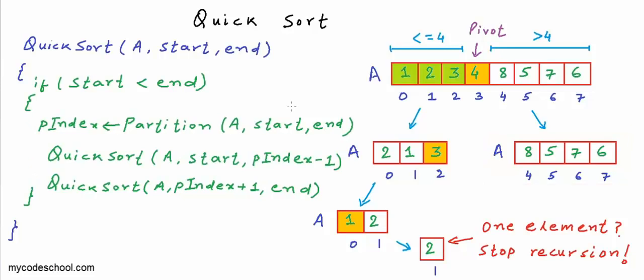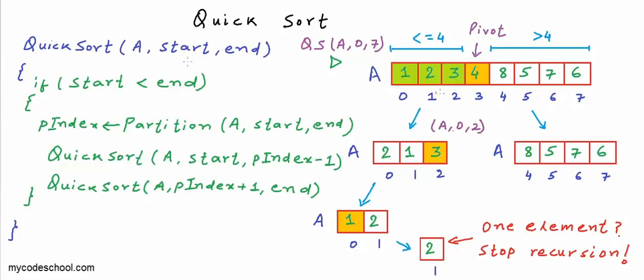We will come back to partitioning logic, which is the core of this algorithm, but first I'll quickly simulate a run of quicksort on this example array here. First we will make a call to quicksort, passing it array, start index 0 and end index 7. Now start is less than end, 0 is less than 7, so partition function will be called, and after partition the pivot index will be 3. So this quicksort call will make another quicksort call with start index 0 and end index 2.